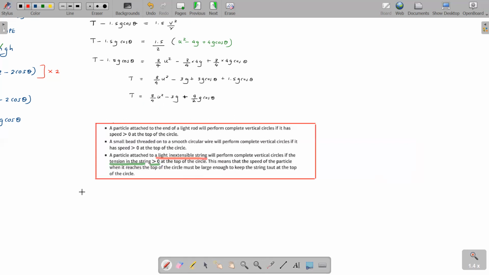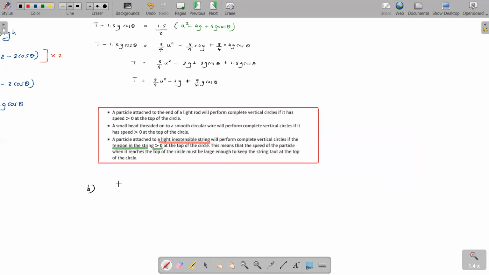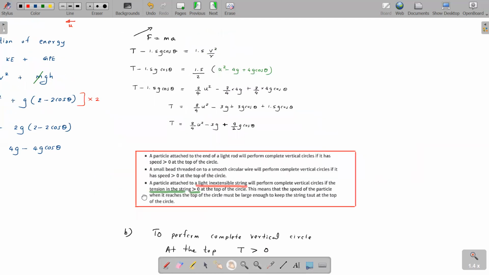So in part B, we need to perform a complete vertical circle. Okay, what's the requirement? Tension. Okay, at the top, the tension must be greater than 0. So guys, what's happening at the top? I want one more thing. At the top, what would be the theta value? The thing is, I need to get that.